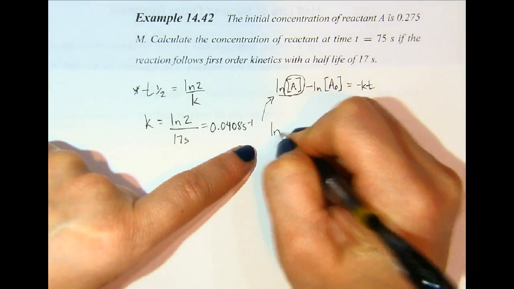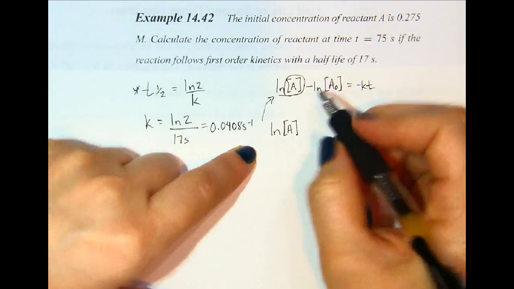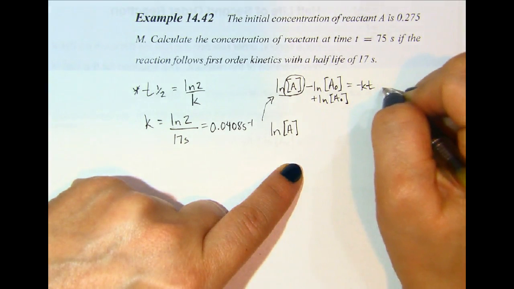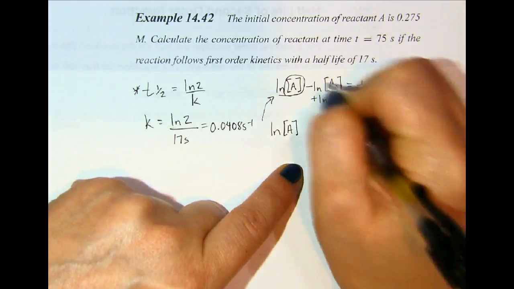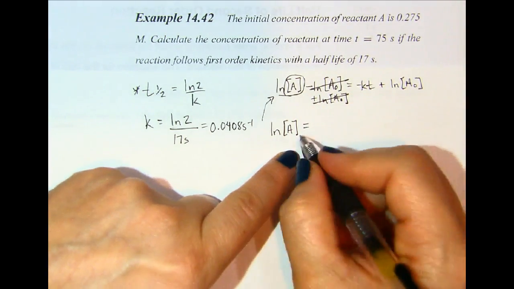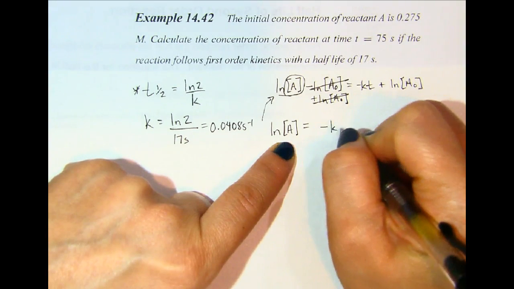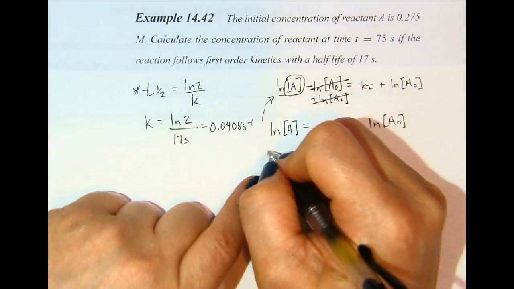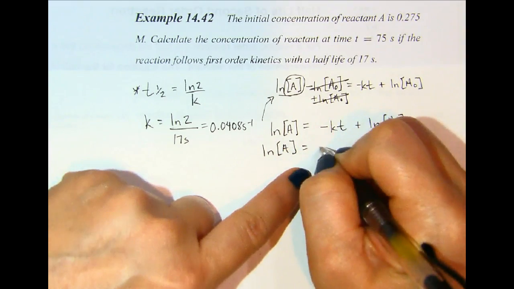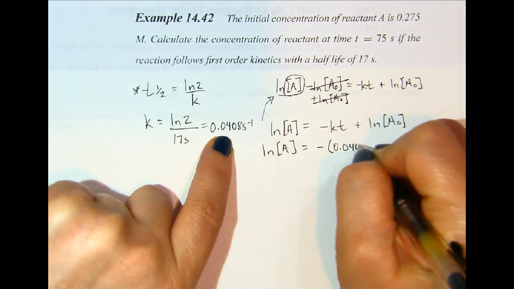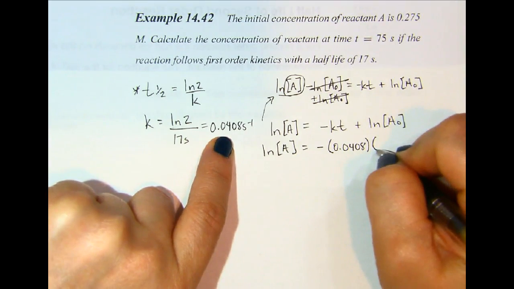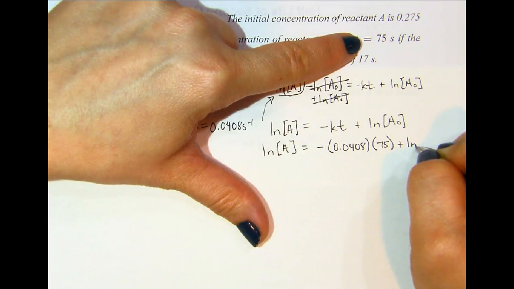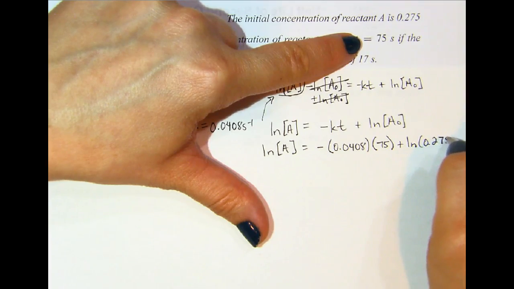So we're going to have the natural log of A, and I'm going to go ahead and add the natural log of the initial concentration to both sides of this equation. And this way I have an equation set to solve for A: negative kt plus the natural log of A0. So natural log of A is equal to negative 0.0408 times the time, 75 seconds, plus the natural log of the initial concentration, which is 0.275.